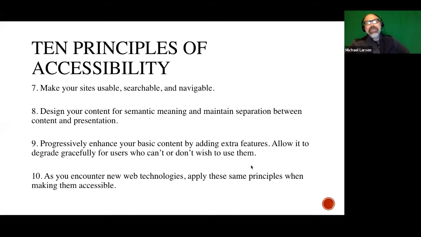Number 9, progressively enhance your basic content by adding extra features. Allow it to degrade gracefully for users who can't or don't wish to use them. Put simply, don't throw it all at them at once. If you're going to enhance for accessibility, don't do this massive overhaul and then say, hey, look, our site is accessible, or our app is accessible. Aren't you happy? With so many changes, it's entirely possible that they're going to give you the opposite reaction, as in, no, I'm not happy. I don't know how to use this app anymore.